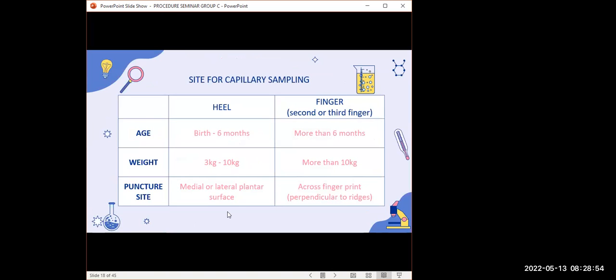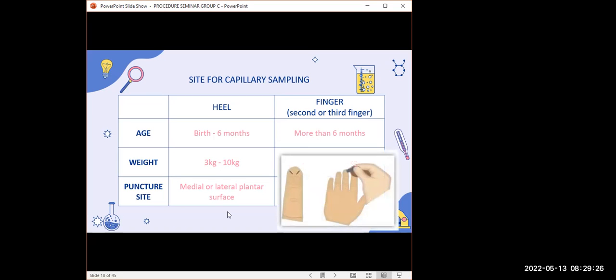So before we start, we need to know the site for the capillary sampling. It depends on the age and also the weight of the patient. If it is from birth up until 6 months, or the weight between 3 kg to 10 kg, we can prick the heel. But if it is more than 6 months and the weight more than 10 kg, we can prick the finger at the second or third finger. For the puncture site of the heel, we can prick at the medial or the lateral plantar surface. For the finger, we need to do it perpendicular to the fingerprint.